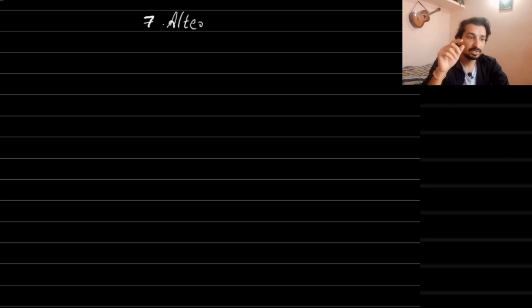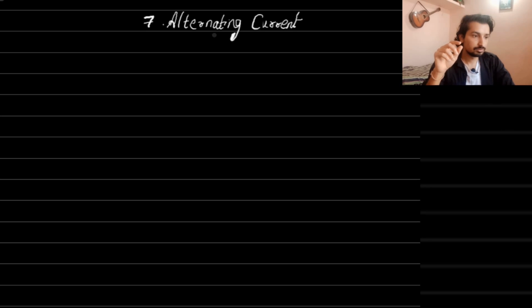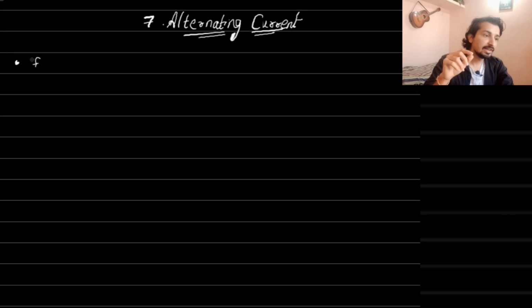Next you have electromagnetic induction. That's it, this chapter. Next you have alternating current. So in alternating current, what did you learn? Alternating current is a very easy chapter.